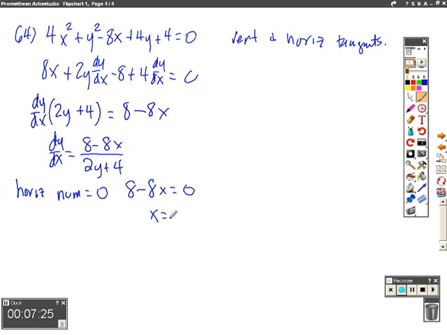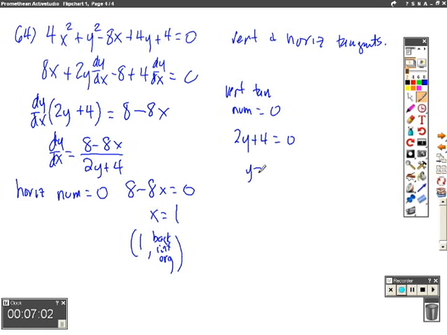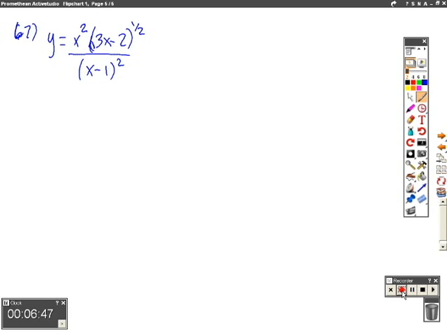Solve for x, pretty easy here, easier than what we did in class. So x is 1, and again I have to go back into the original function to get the corresponding y value. And I'm going to do the same thing to get the vertical tangents. I'm going to set the denominator, I think that says numerator, but we're supposed to set the denominator equal to 0. And so 2y plus 4 equals 0, y is equal to negative 2, and then I'm going to go back into the original function to get the corresponding x value.